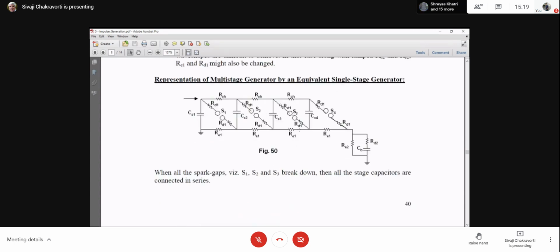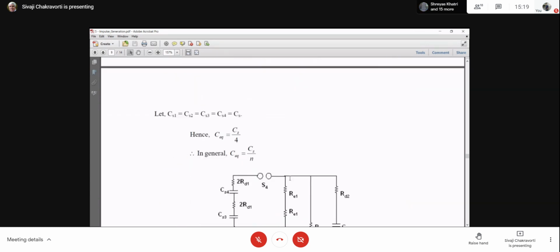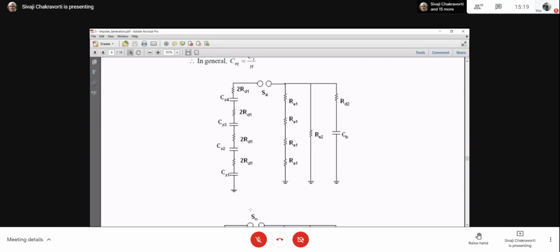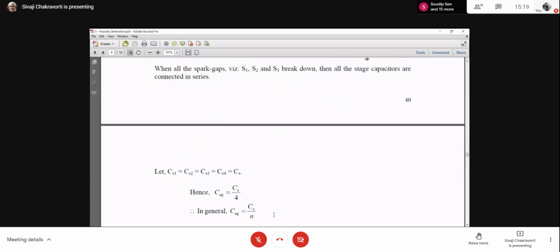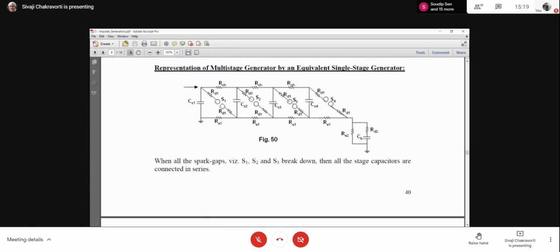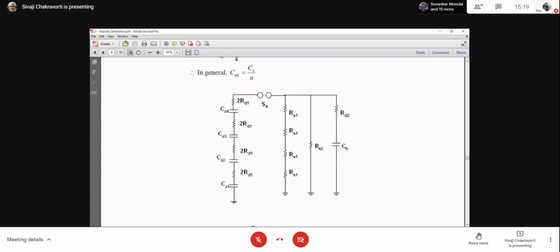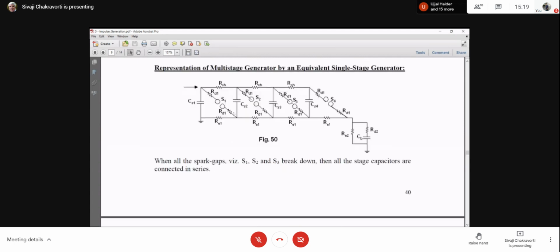Comes from the previous one. But now when it fires, that is the gap fires, then what happens? The 4 CS come in series. That means these 4 capacitances come in series, and then 2 RD1 also come in series. So here you can see CS1, 2 RD1, this is stage 1. Stage 1 means here, the leftmost block.